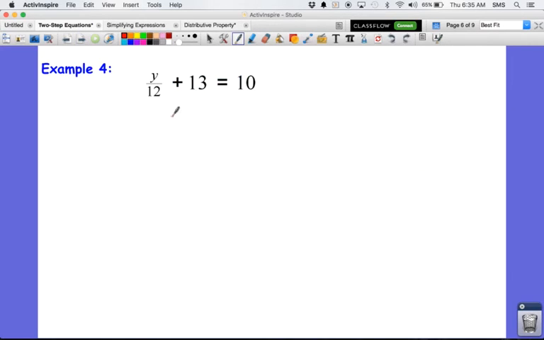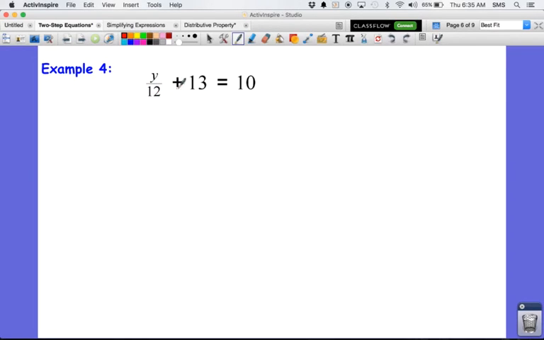Let's do another division one. y divided by 12 plus 13 equals 10. Again, this fraction means division. y divided by 12. First step is to undo the addition and subtraction. We want to get rid of this constant in order to get my variable by itself.